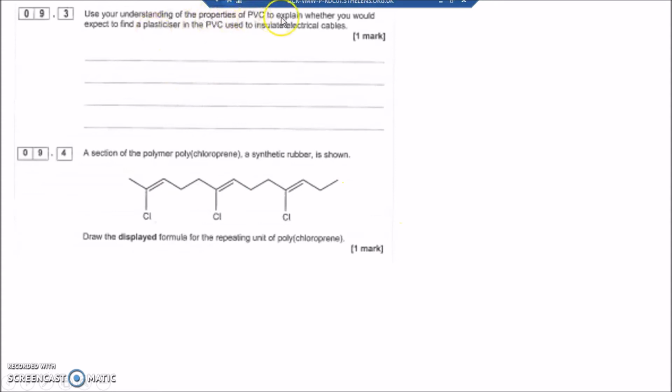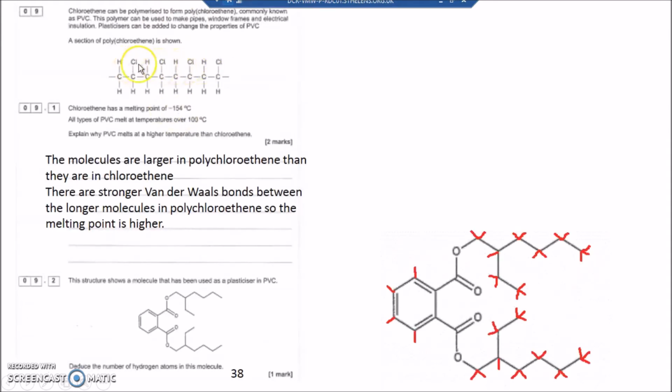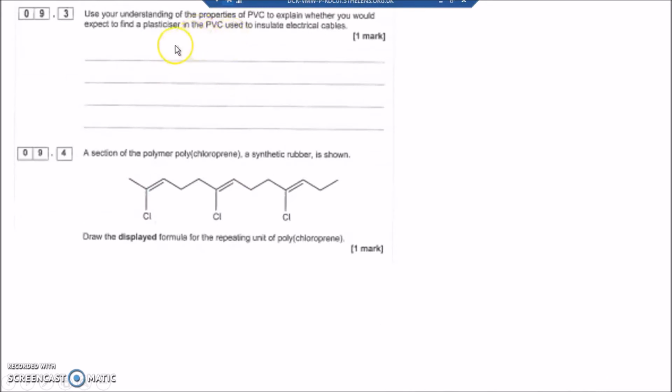Use your understanding of the properties of PVC to explain whether you'd expect to find a plasticizer in PVC to insulate electrical cables. What a plasticizer does is it gets between the PVC molecules. So it gets in between the molecules and prevents the van der Waals bonds, or at least weakens the van der Waals bonds between the molecules. So what it does is it makes it more flexible, it makes it bendy.